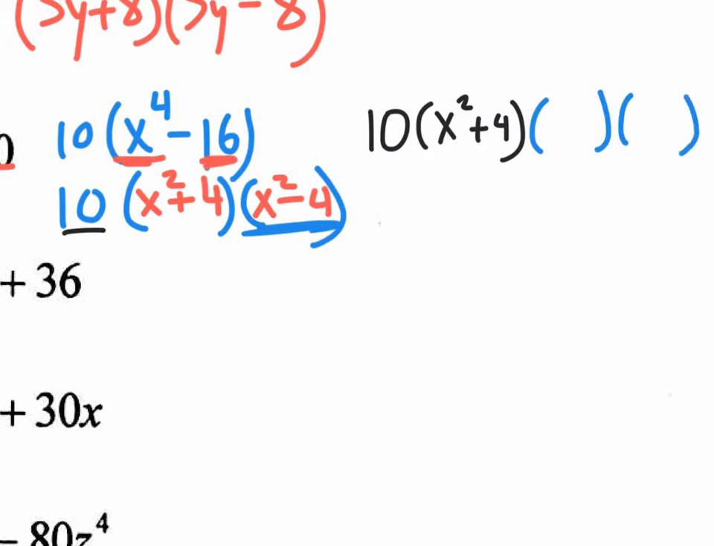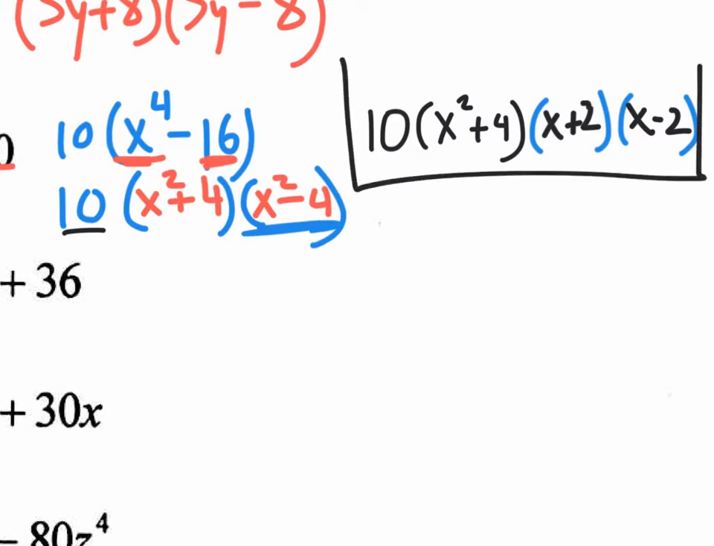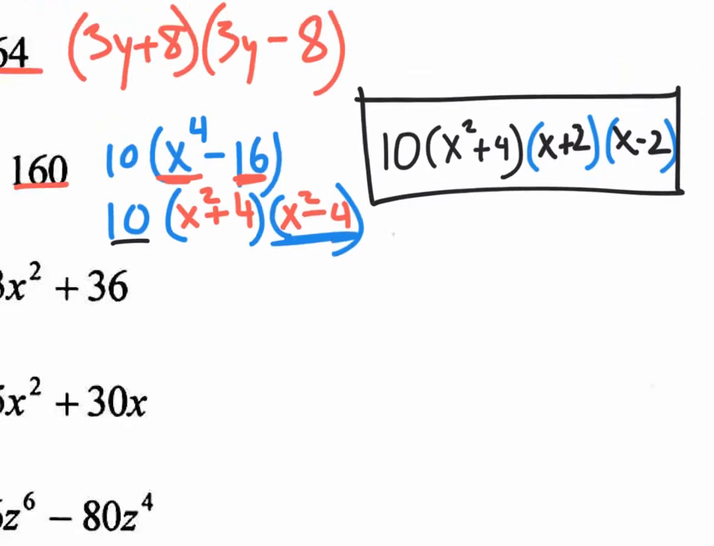You could also not even think of doing the square roots, but you could even think of it this way. What times what is negative 4? That if you add together gives you the middle number, which is nothing. Oh, well, that'll be a plus 2 and a minus 2. So that's going to be x plus 2 and x minus 2. So there's your final factored form answer for that one.